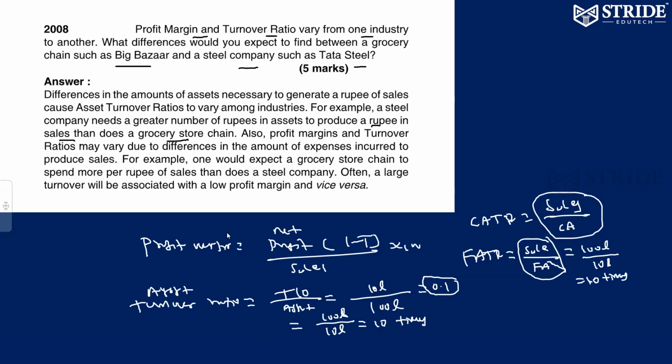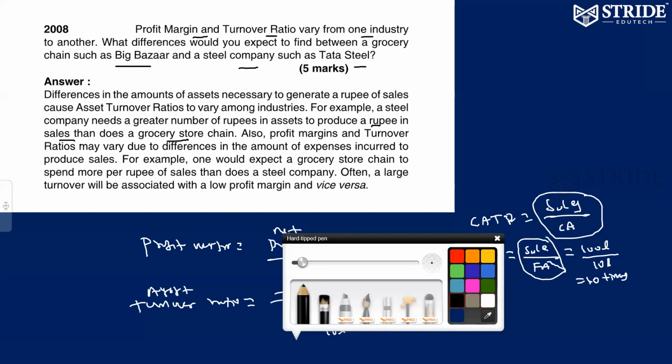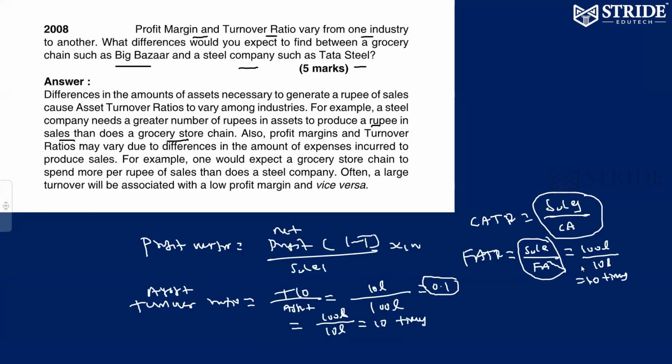So large turnover is always associated with low profit margin, sometimes vice versa also. Sometimes a large turnover ratio may be connected with fixed asset, but any large turnover will be associated with low profit margin sometimes. Because in case of the steel industry, there is a lot of investment in fixed asset, so profit margin will be reduced, and vice versa also. It all depends upon company to company.